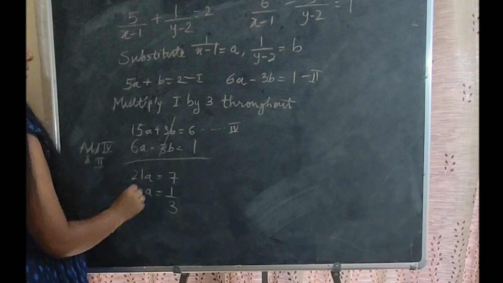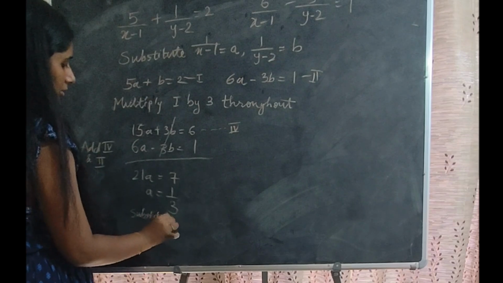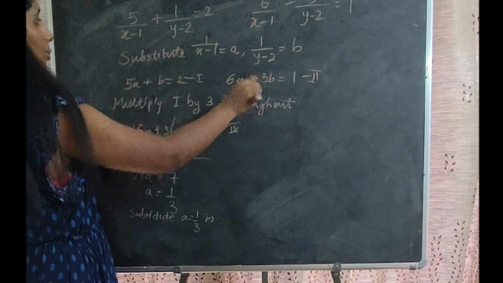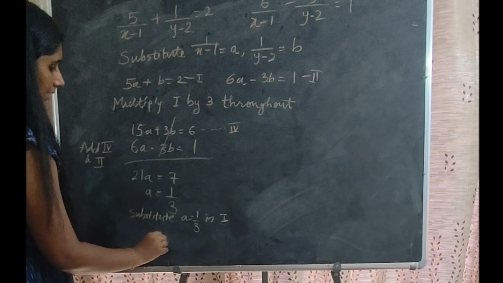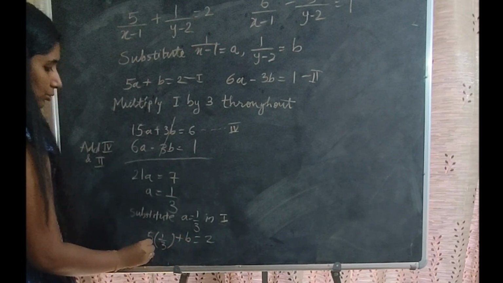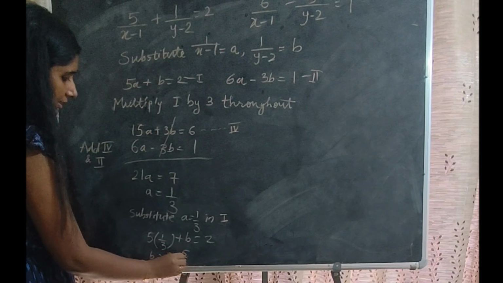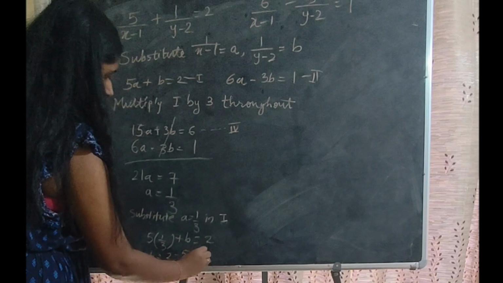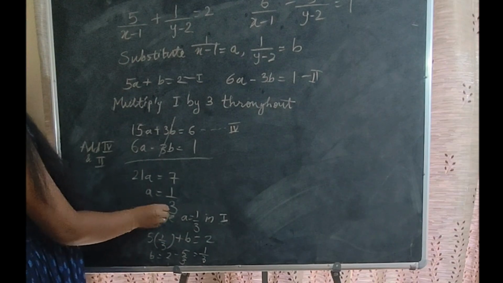So what is b? Substitute a is equal to 1 by 3 in 1 or 2. So I am substituting in 1. So 5 into 1 by 3 plus b is equal to 2. So b is 2 minus 5 by 3, which is 6 minus 5 by 3, 1 by 3. b is 1 by 3 and a is 1 by 3.